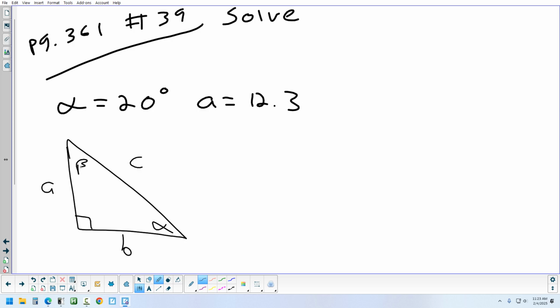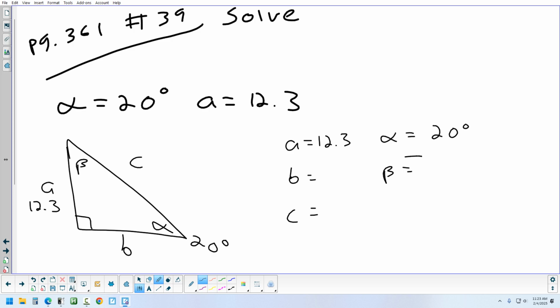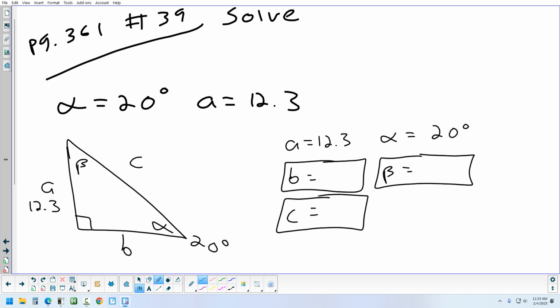Now fill in what you can. A is 12.3, alpha is 20. Okay, off to the side, I'm going to make a table, and that's just to organize all my answers so I can have everything all in one spot. I'm not going to write the right angle because we know it's 90. So we have A, we have alpha, no beta, no B, no C.